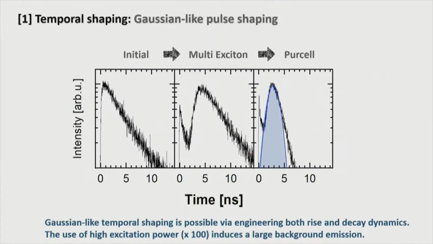So this is nice, but the major concern here is that we use high power lasers. Actually, that is about 100 times higher power than typical excitation powers. So it creates lots of background emission. You can also see here, all this emission is from the background. That ruins the g2 value, so the single photon purity.